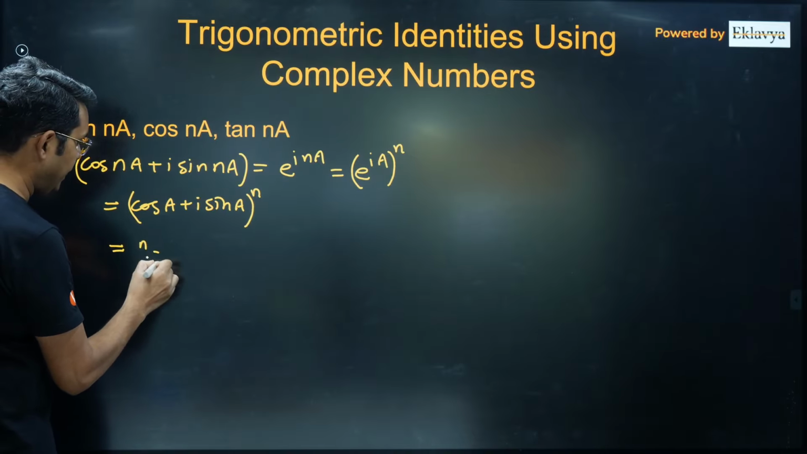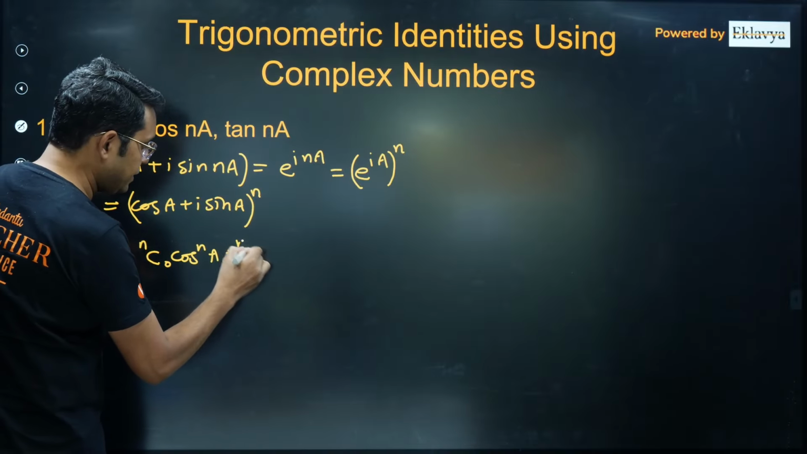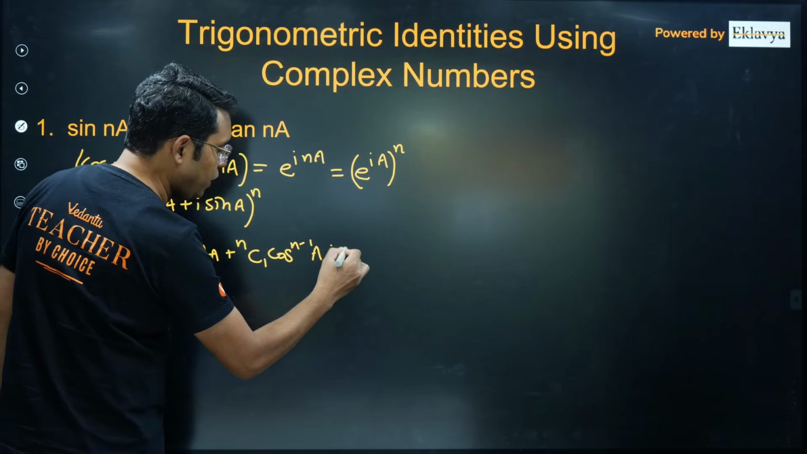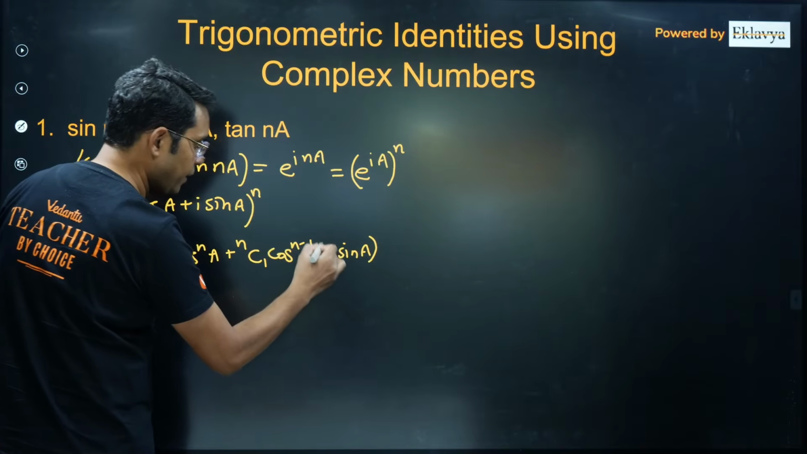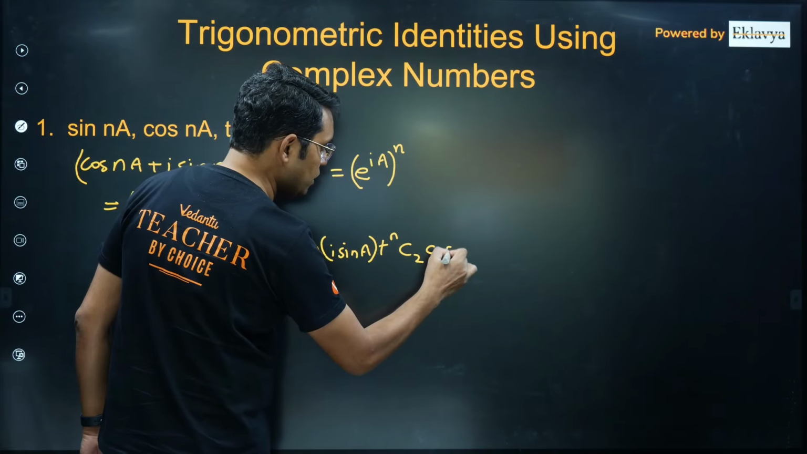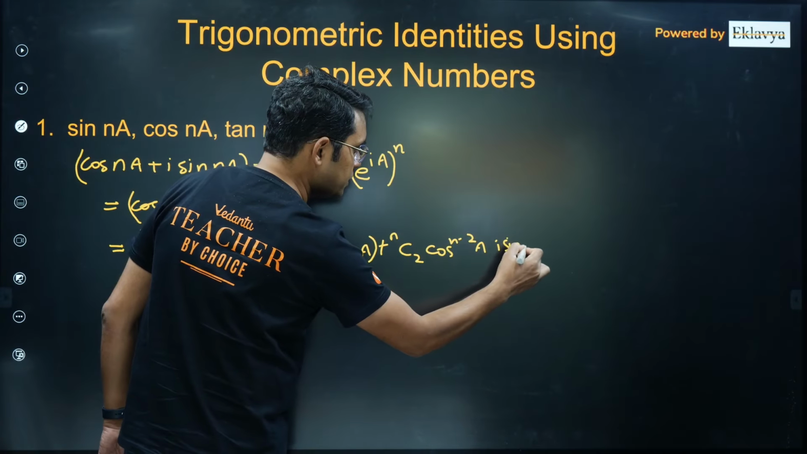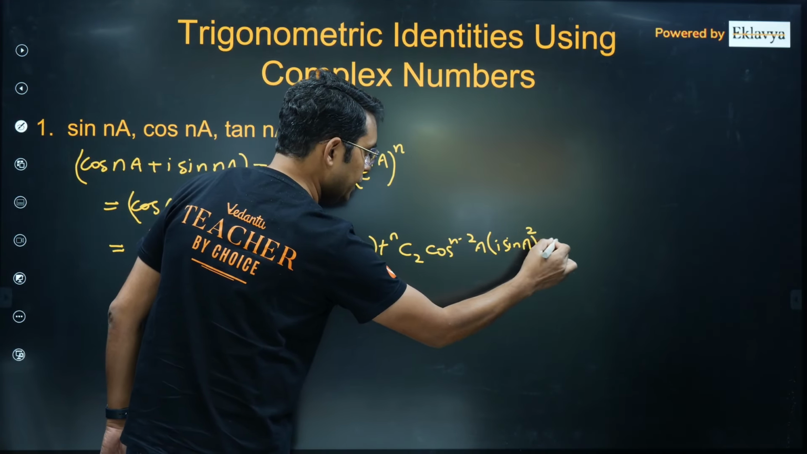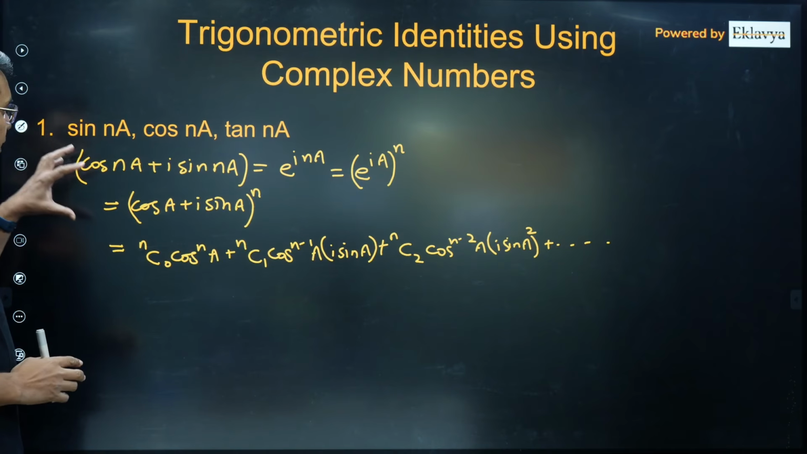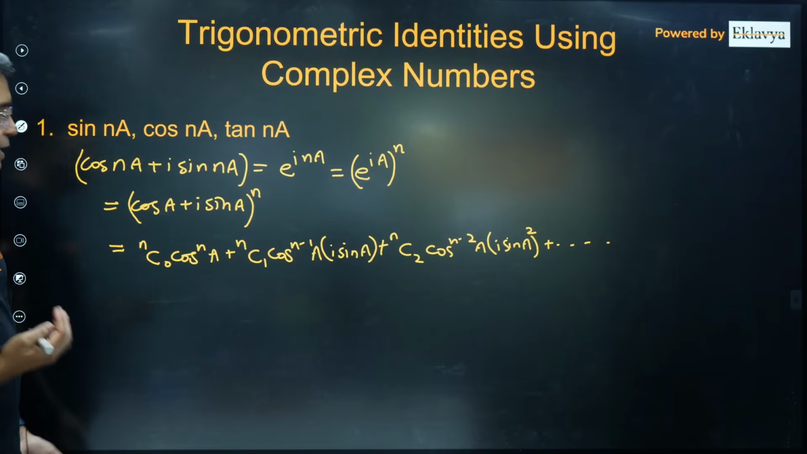So this will become nC0 cos^n A plus nC1 cos^(n-1) A into iota sin A, then another term would be nC2 cos^(n-2) A into (iota sin A) whole square, and so on. Now you just need to compare the real part and imaginary part on both sides. You will get cos nA and sin nA.